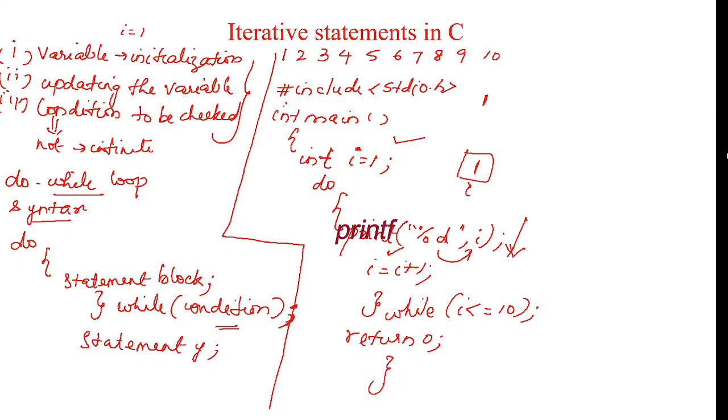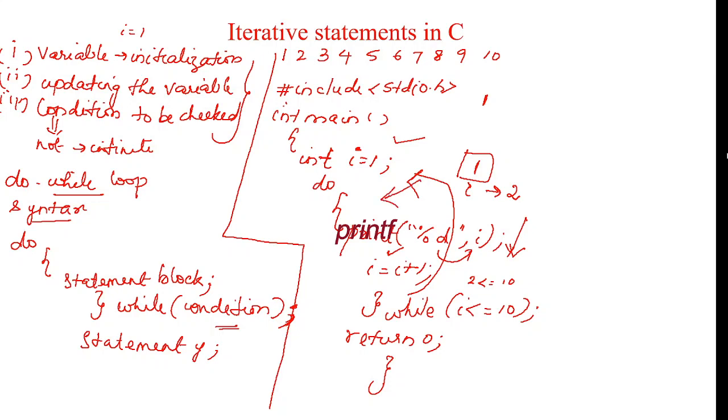Next step, you are going to increment the value of I. So what will be your value for I? I is equal to 1, right? 1 plus 1. Now I will be equal to 2. Now it comes out of the loop. It will check the condition whether 2 is less than or equal to 10. Yes, it is true. If it is true, again it will go back and execute the statement.